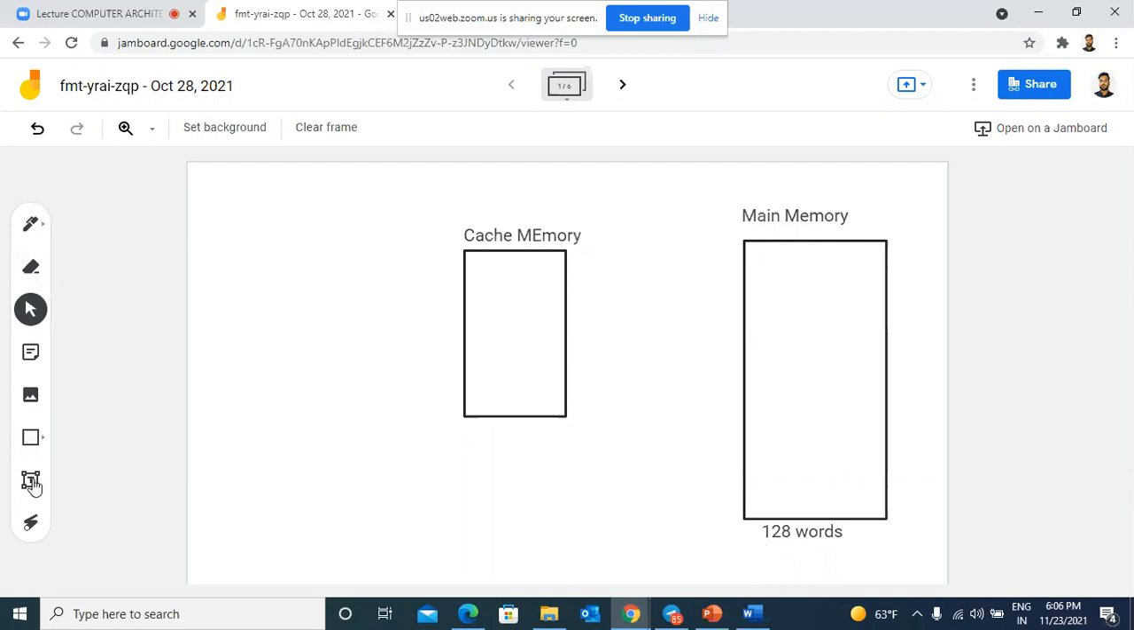And for cache memory, it's 16 words. That's the length of main memory and cache memory. I have assumed it. Now let me write a few things.